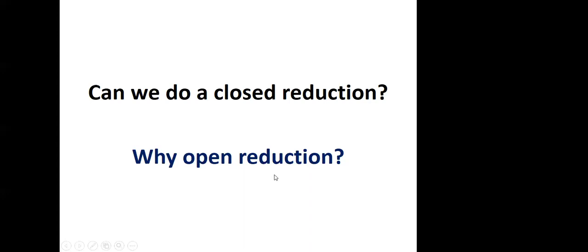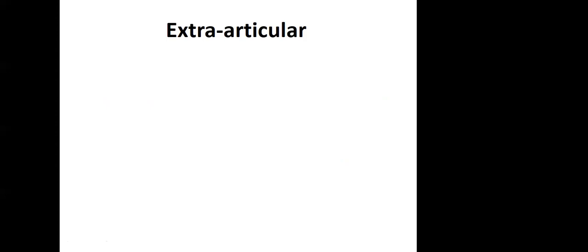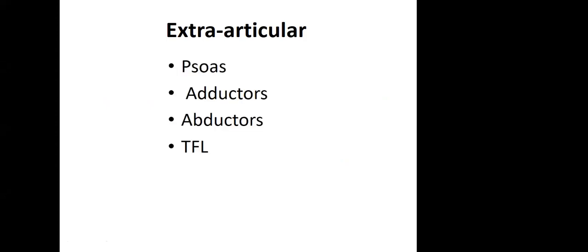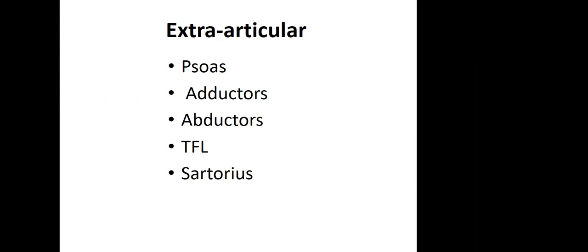Sir. Okay, so we'll say which structures you'd like to release. These are the important extra-articular structures, the muscles which arise from the pelvis and are inserted on the femur. Anteriorly it is rectus and the iliopsoas. Medially it is the adductors. Laterally it is the abductors and TFL. Sartorius may not be required, but the medial, anterior and lateral structures which arise from the pelvis and attach to the femur have to be lengthened in order to bring the femoral head down.